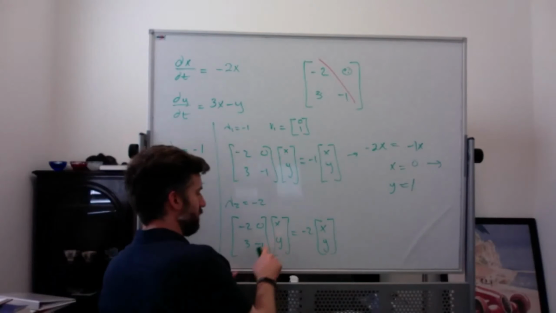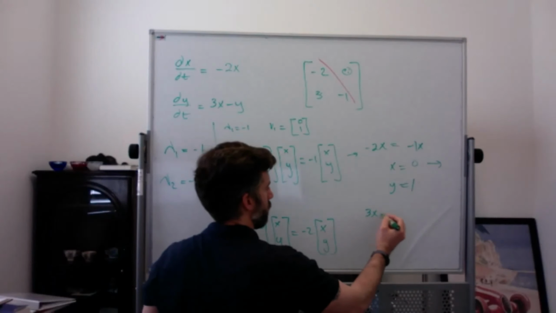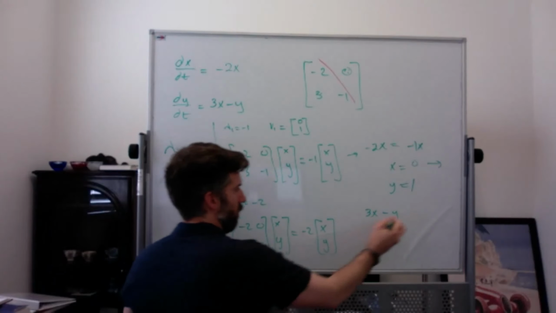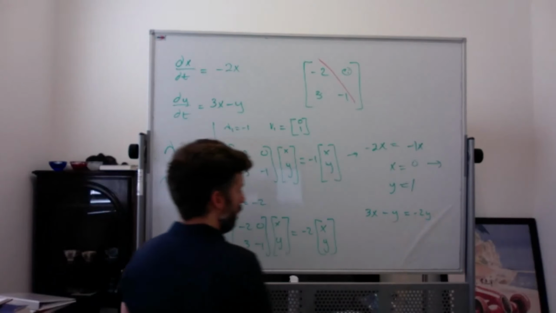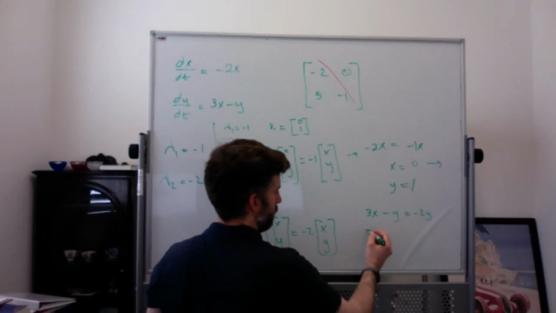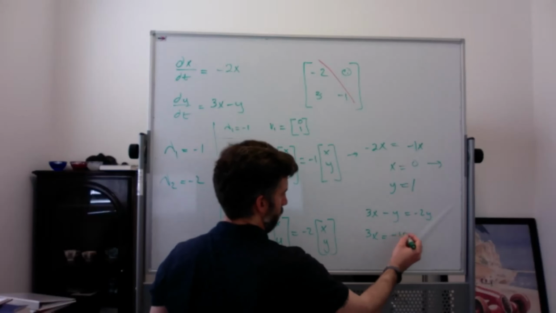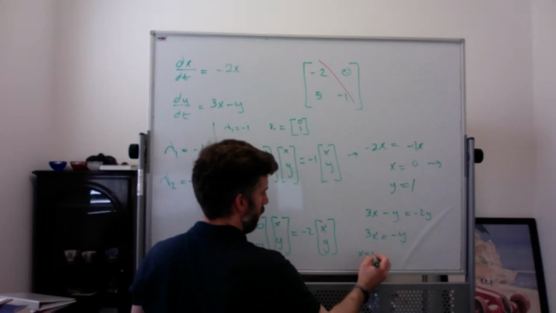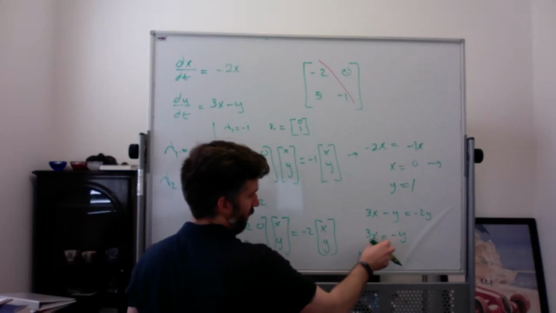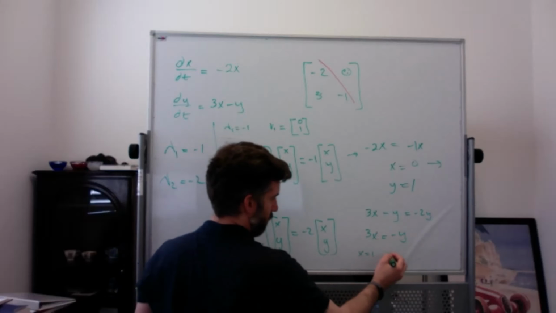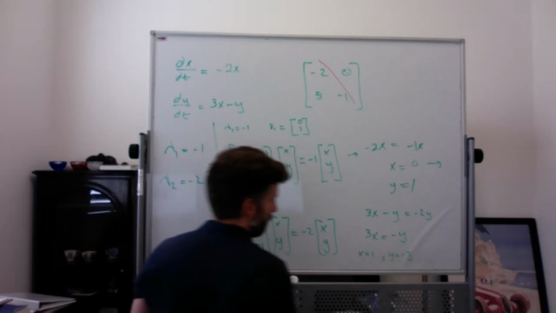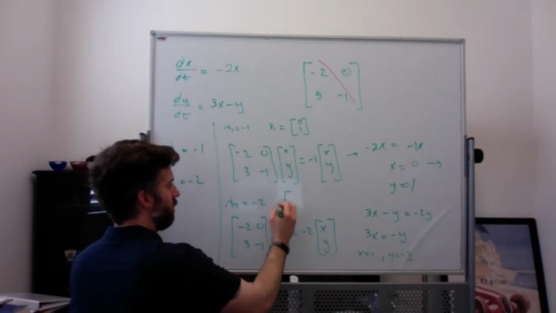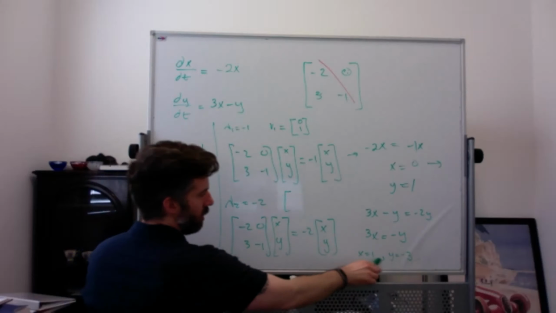So I'm going to do 3 times x minus y equal to -2y. And I'm going to add y to both sides. So 3x equals -y. And I'm just going to pick values. I'm going to pick x equal to 1. If x is 1, -y equals 3, so y equals -3. So the eigenvector here would be 1, -3.